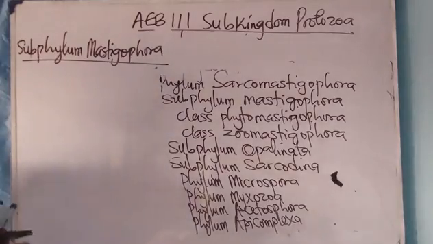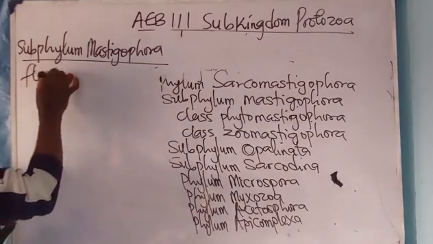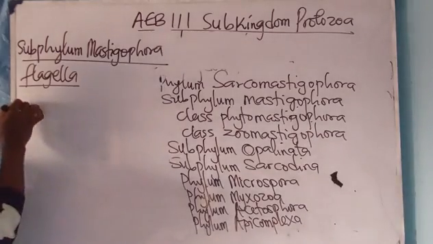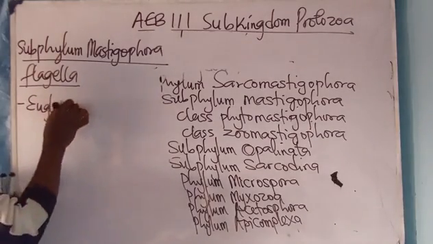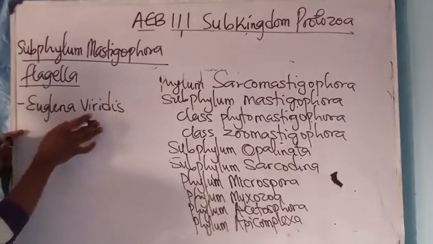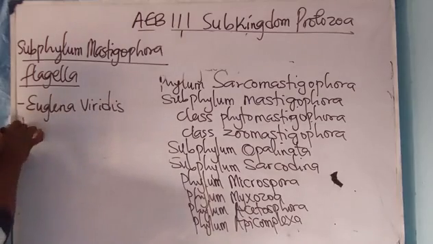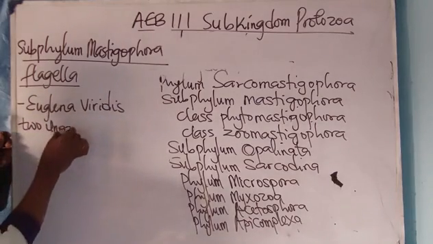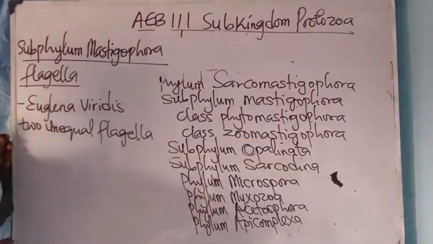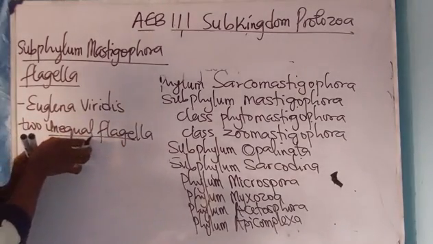Subphylum Mastigophora. The organisms in this subphylum use flagella for locomotion. Good examples are Euglena viridis. Please take note: Euglena viridis is a mastigophoran that uses two unequal flagella for locomotion. You can see that the flagella possessed by the Euglena are unequal, alright? They are unequal.